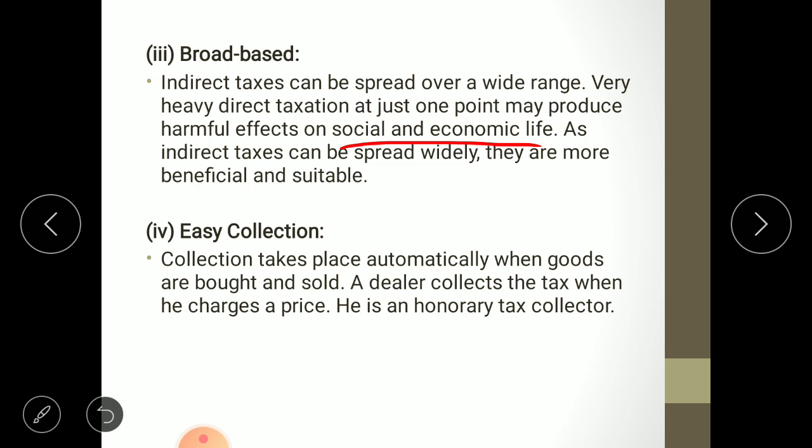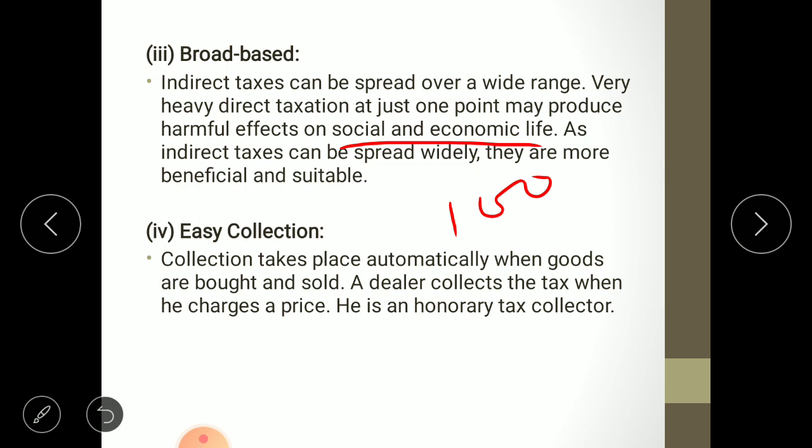Then the next advantage is easy collection. Collection takes place automatically when goods are bought and sold. A dealer collects the tax when he charges a price. He is an honorary tax collector. Easy collection means there is no hurdle in the tax collection. In case of direct taxes, we need to contact every taxpayer, but in case of indirect taxes, the government contacts only the manufacturer. Say, for example, government charges 100 rupees on any commodity, so the 100 rupees government will not collect from the consumer, government will collect from the manufacturer only.